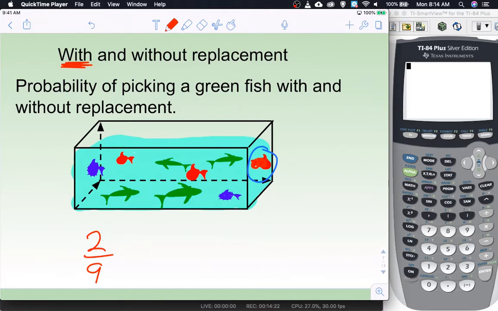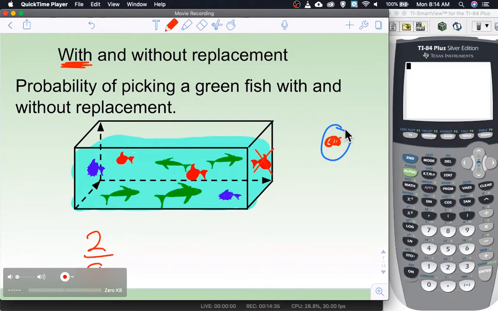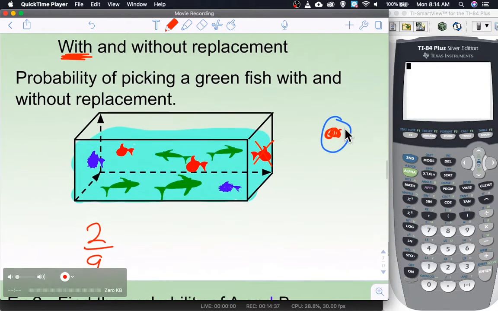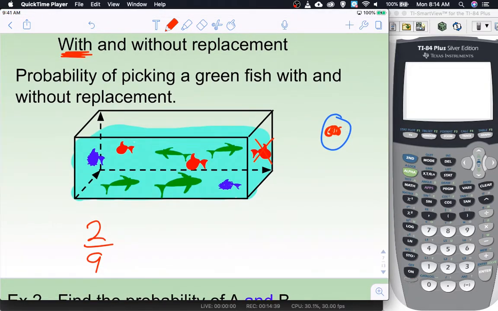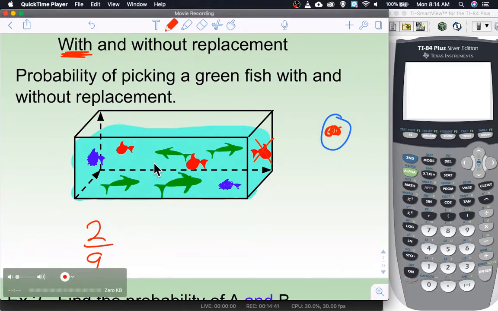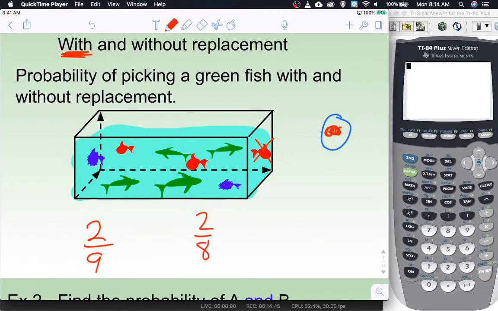Now, if I would take this red fish out, and now we imagine that he's not there anymore, the probability of getting a blue fish is now not 2/9, because there's not 9 fish in the tank anymore. Now it would be 2/8. That is dependent.